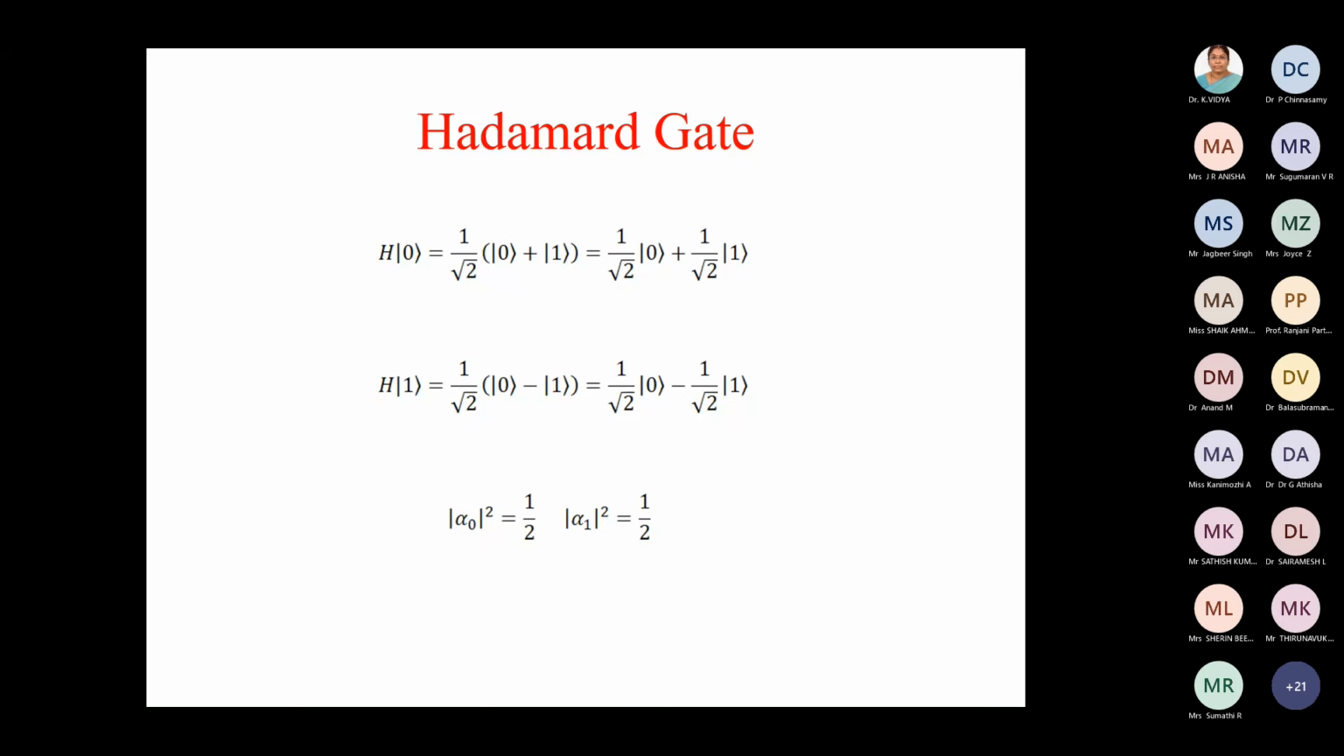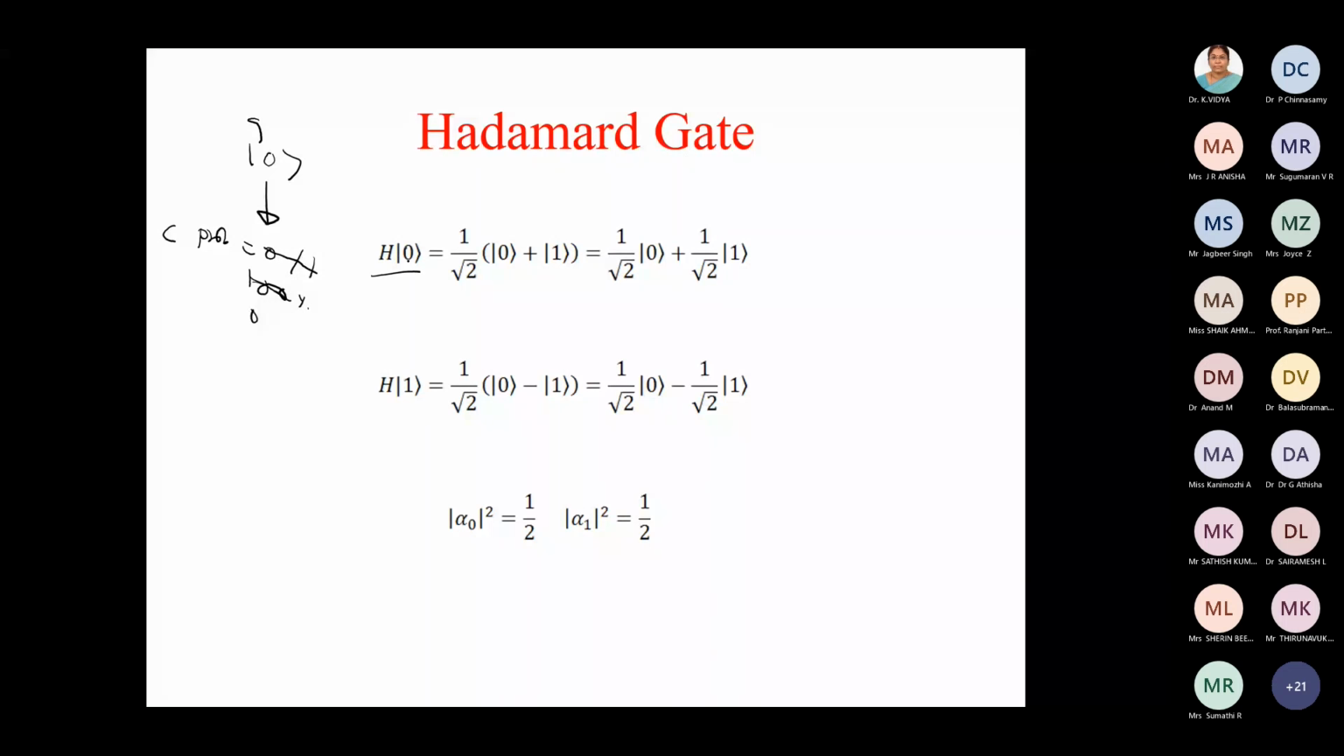If I apply Hadamard on the 0 state, I get this kind of state. So if I ask you, this was the 0 state, what is the probability of measuring 0 with this state? This is a qubit, and classically if I want to measure it, I will get 0 or 1. If this state is 0 only, then 100% I will get 0, because it is in the pure 0 state.